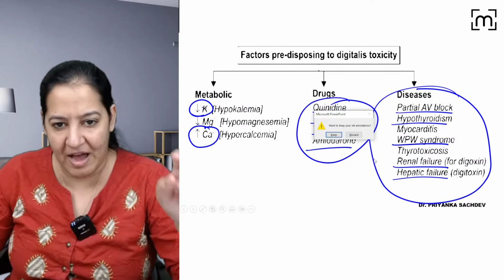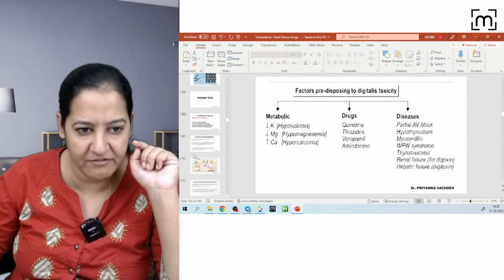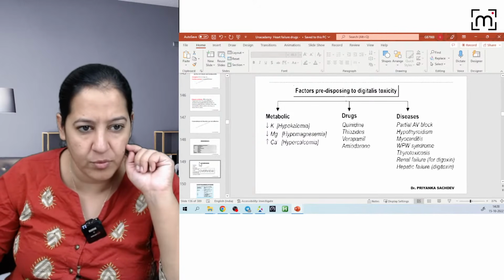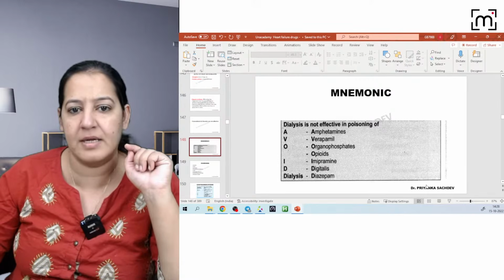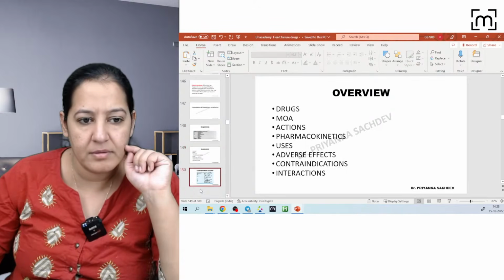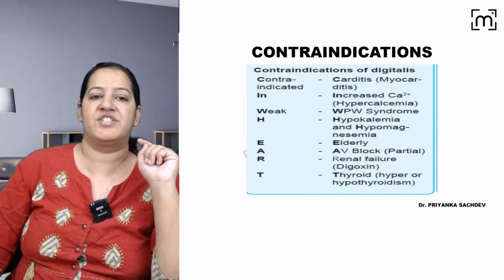So I have a mnemonic for it. A minute, let me show you the mnemonic first. I have a mnemonic for you. What is the mnemonic? This is the mnemonic. So these are the contraindications of Digitalis, you can see.